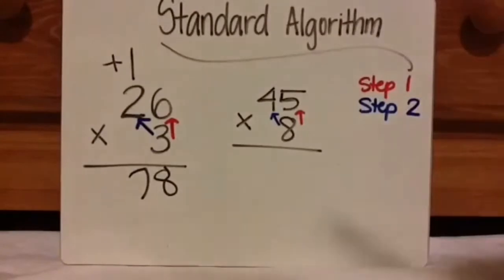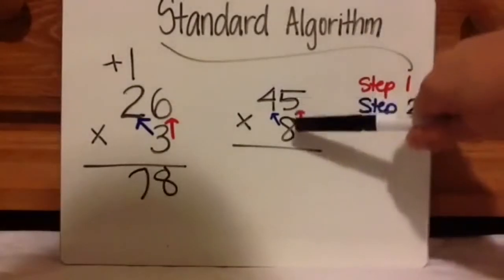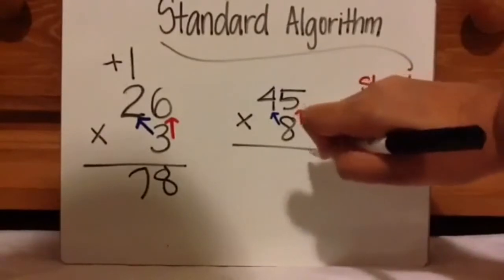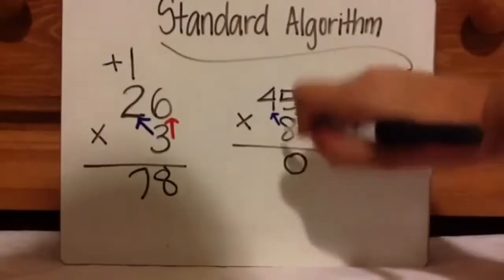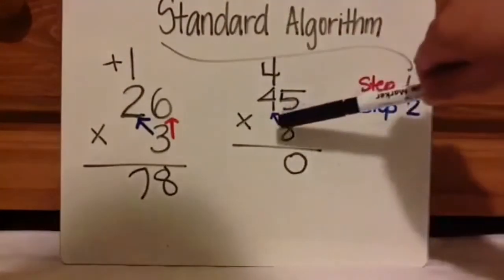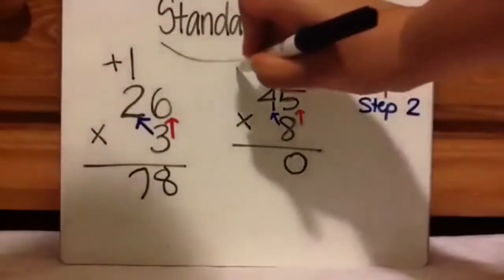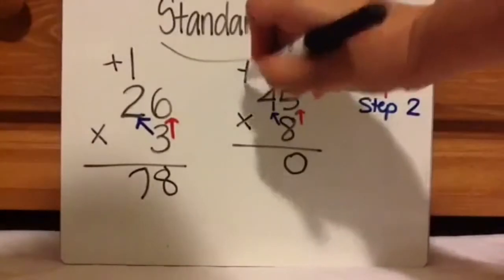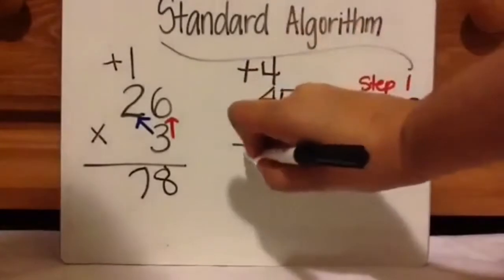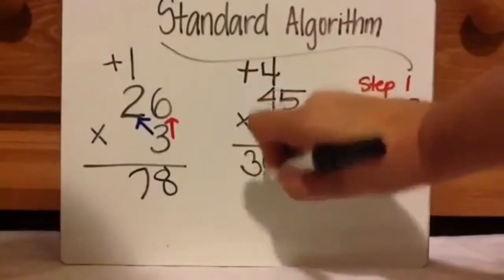Step 1 is in red. Ones place times ones place. So 8 times 5 is 40. So you put the 0 here and you carry the 4. Step 2 is in blue, 8 times 4 plus the 4. So it's 32 plus 4, which is 36.